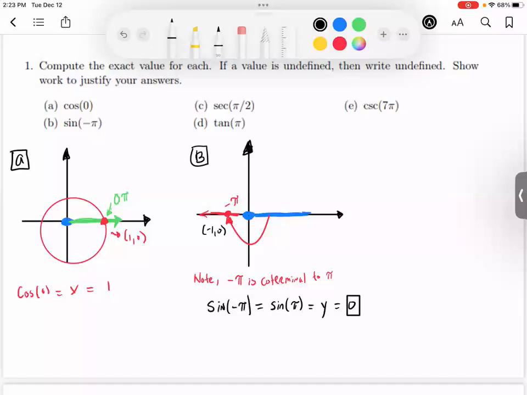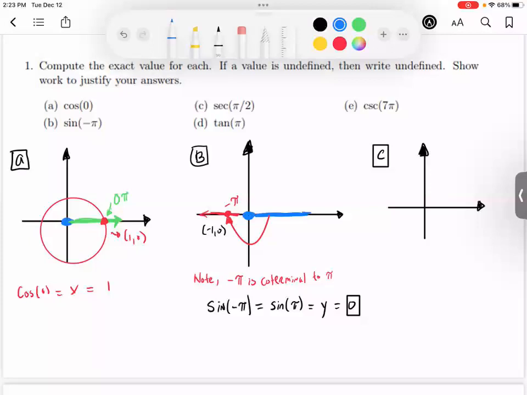Okay, we could try again. Let's look at part C. Part C asks us to do secant of pi over 2. Now, in terms of degrees, what is pi over 2? It's 90 degrees, right?